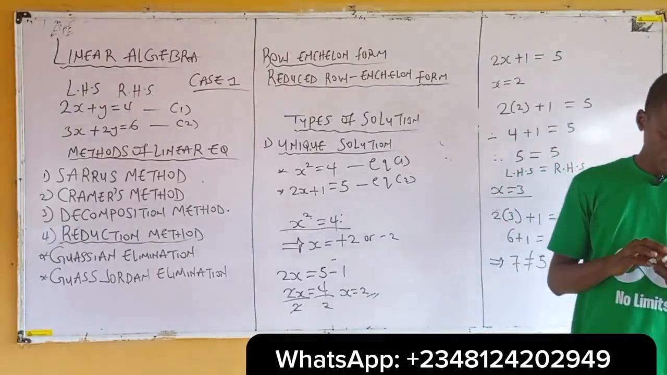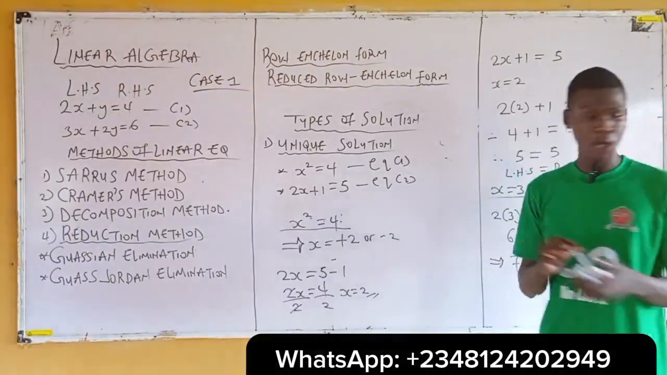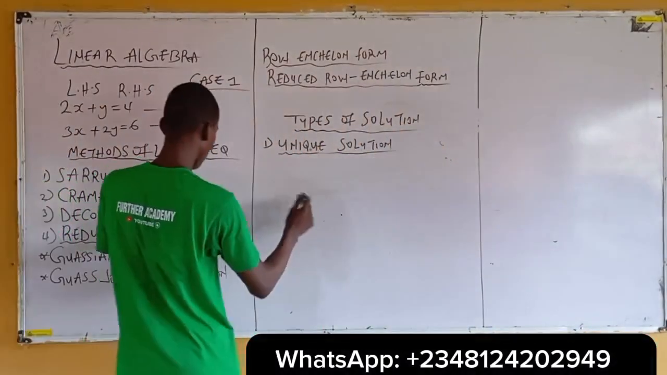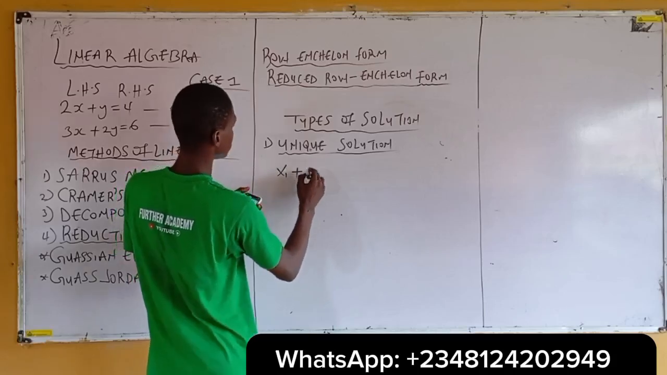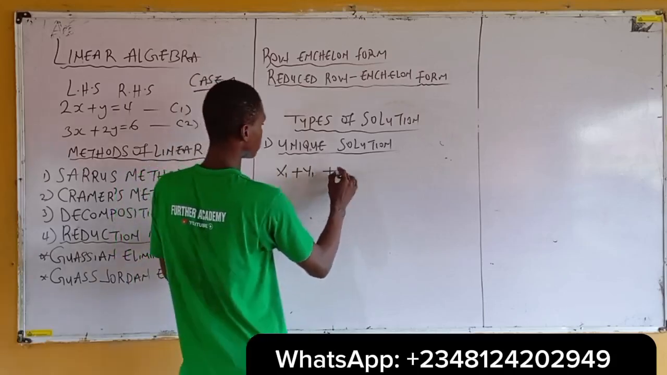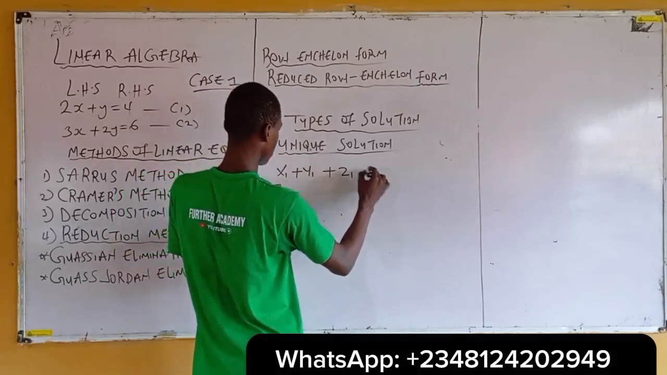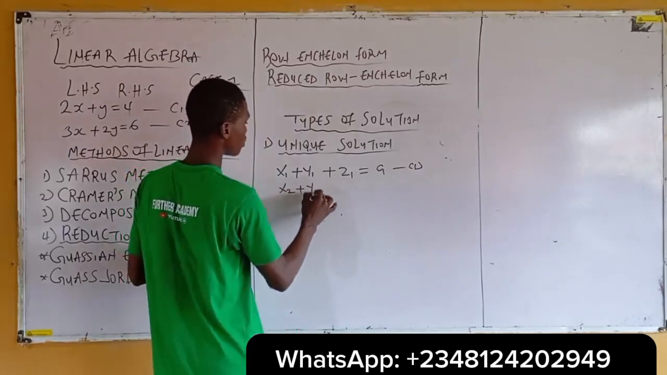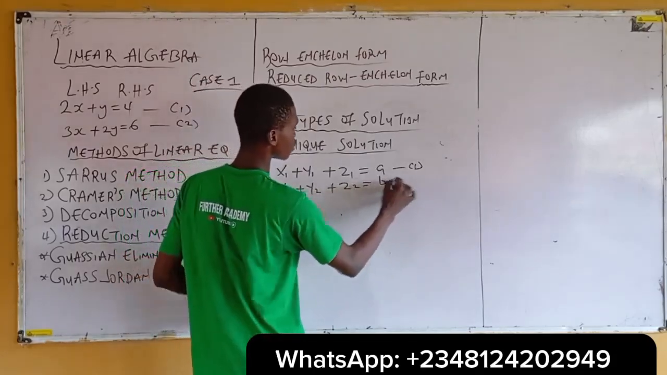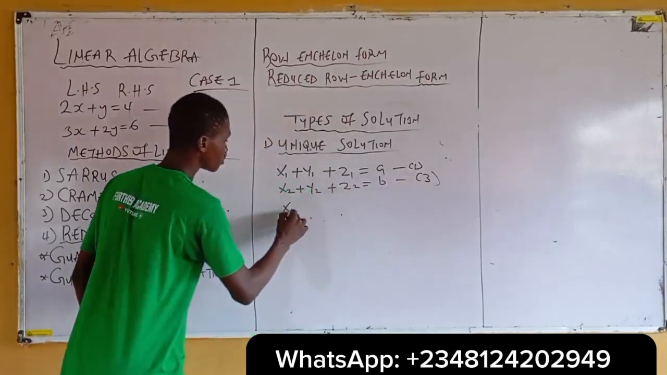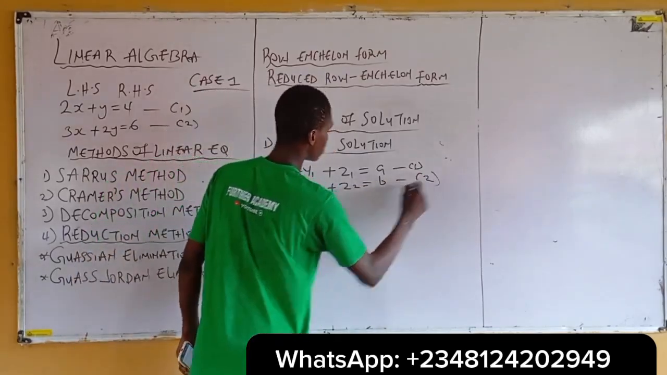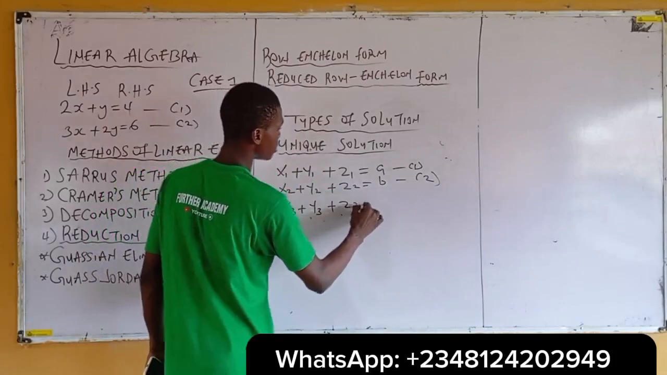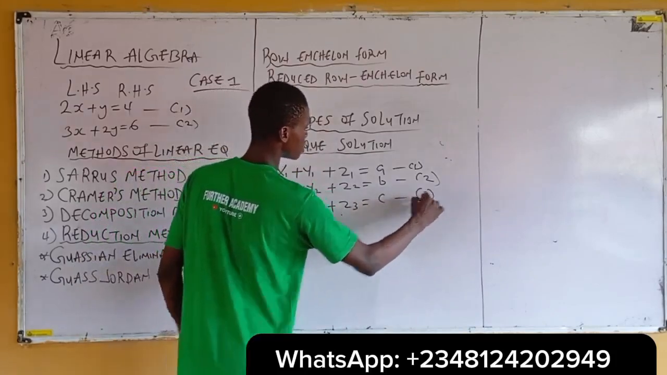So, how do we represent this in matrix form? We have x1 plus y1 plus z1 equals a. This is equation 1, right? Then x2 plus y2 plus z2 equals b. This is equation 2. Equation 3: x3 plus y3 plus z3 equals what? C. This is equation 3.